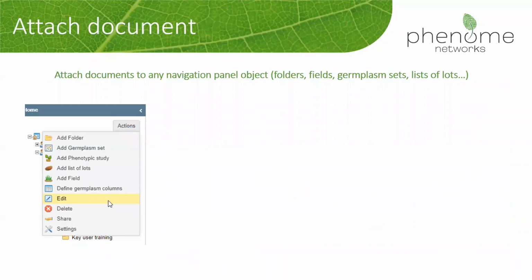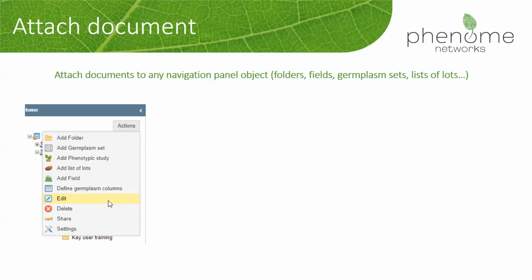Attach a document. We have been asked a lot to have the option to add documents, either PDF or Excel or Word documents. That can assist in case the specific field has had some soil test or some data that you would like to upload, linked to the field and available to all of the users that will have this field. So how do we do it? How do we upload files? We select the entity name, so we can do it for folders, fields, germplasm sets, lists of lots, any entity, any icon that I have on the navigation panel.